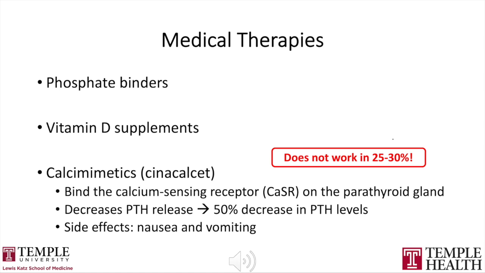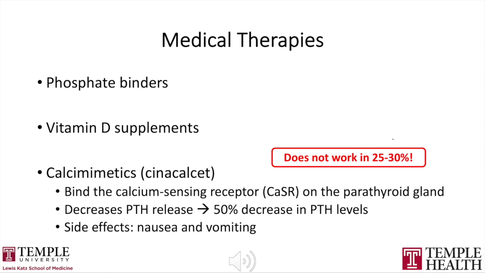So the initial treatments for secondary disease in this setting are all medical. So these are things that the nephrologists are managing. And these include phosphate binders. So again, you bind the phosphate, this frees up some of the serum calcium. You give a lot of vitamin D supplements so that people will help absorb the calcium that they're consuming. And you also give calcimimetics.